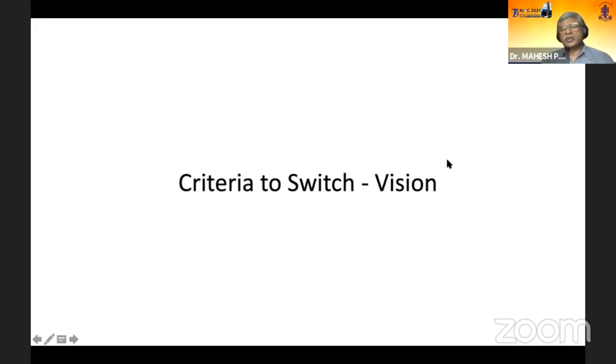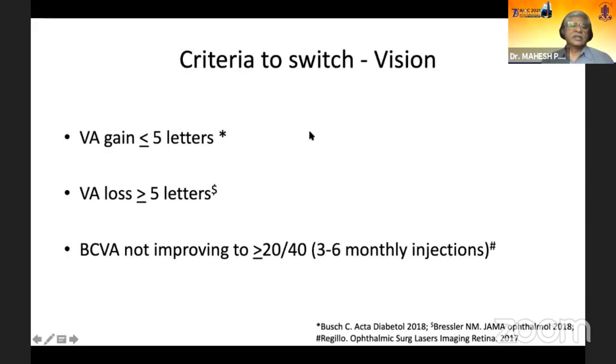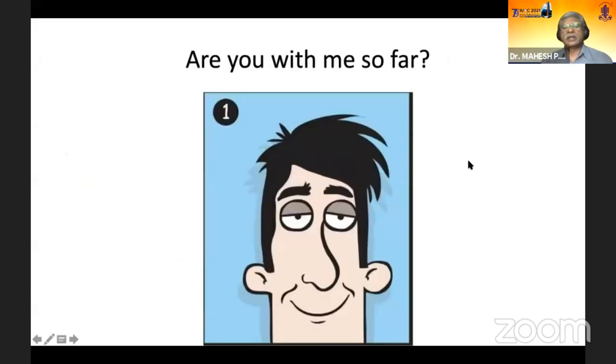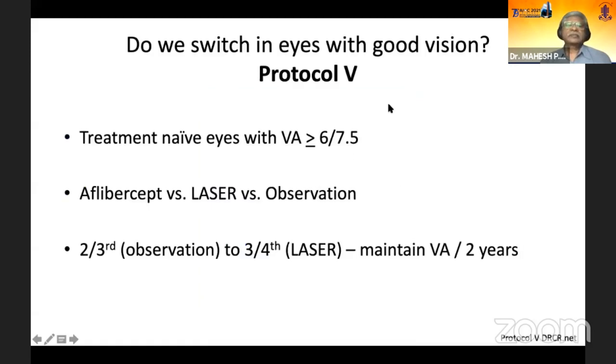And there are criteria to switch based on vision as well. So the first study says if there is less than 5 letter gain of vision, then you switch. The second one says if there is loss of more than 5 letters, then you think of switching. And the third one, if it is not improving to 20/40, then you think of switching. So it's either or. So it's either vision gain or there is no improvement in CMT. One of these things, then you think of switching to another injection is what all the studies have said. There's no uniform criteria, as I mentioned. So I hope that all of you are with me so far.